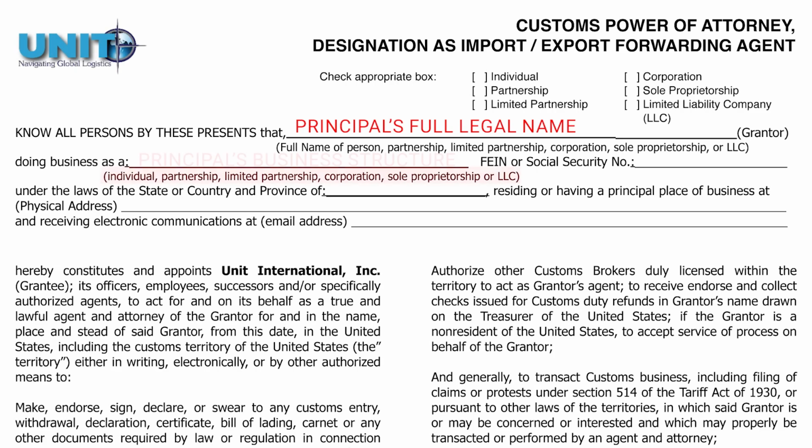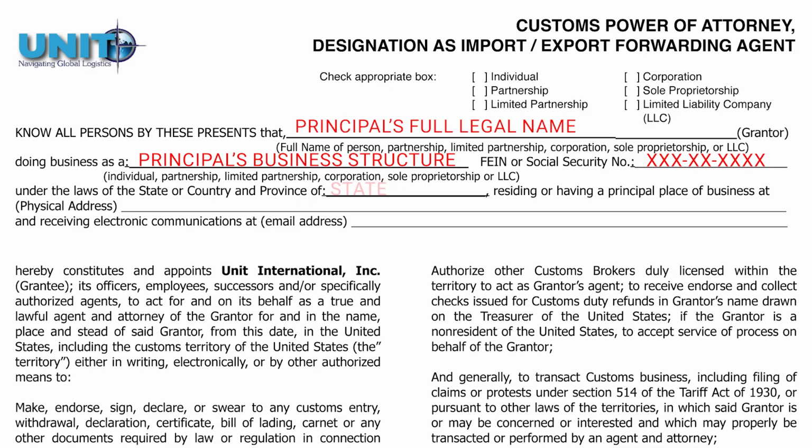Now, specify the principal's business structure on the form. Unlike the checklist at the top, this section requires the full business structure to be written out. Then, enter the principal's federal tax ID number. If the principal is an individual, use their Social Security number instead.